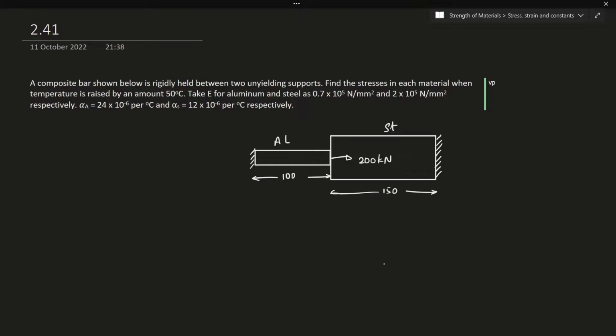Again, in today's video we are going to talk about composite bars and the effect of temperature on the composite bar, and also we'll discuss a special case in this. Alright, so we'll deal with the first question now.